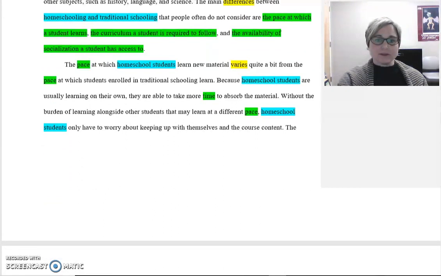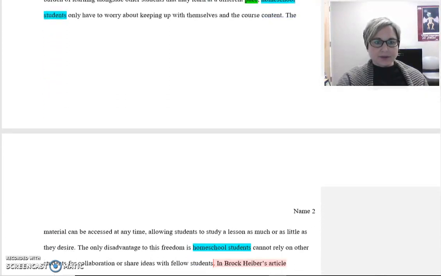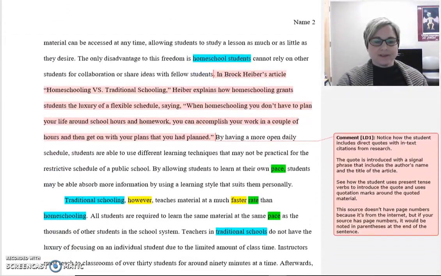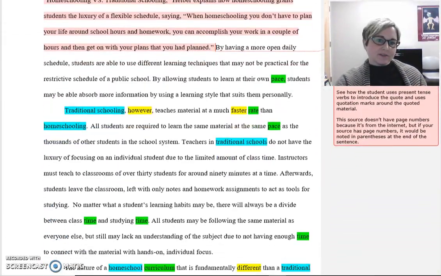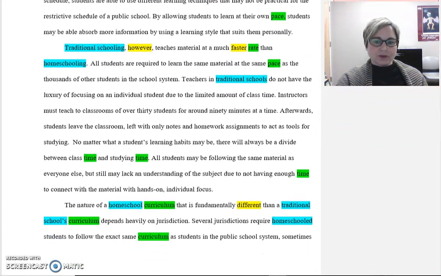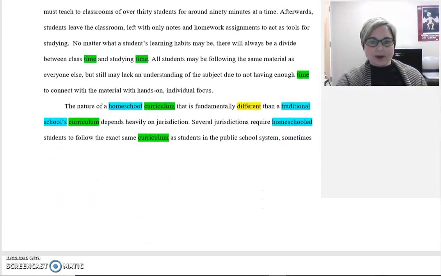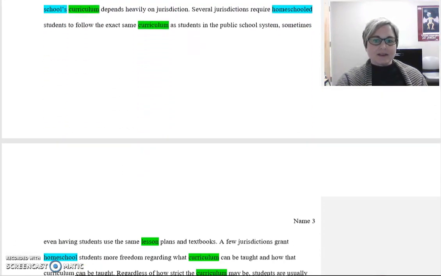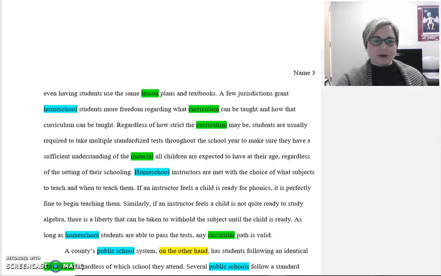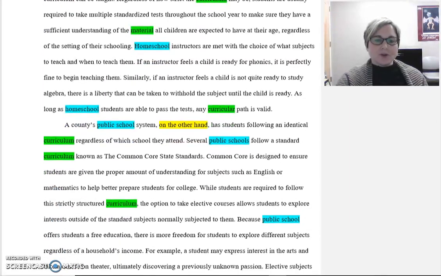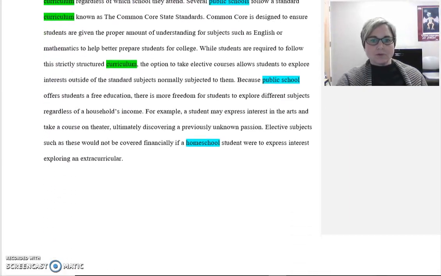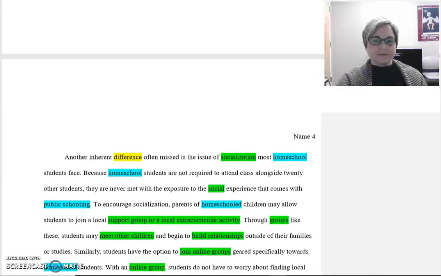This paragraph focuses on homeschool, so you see it's mentioned in the topic sentence and throughout the paragraph. And then this one contrasts with traditional school. So again, you'll see the blue highlights reinforce what is the focus of the paragraph, and then continue to reinforce that throughout the paragraph. So we kind of jump back and forth between homeschool and public school.